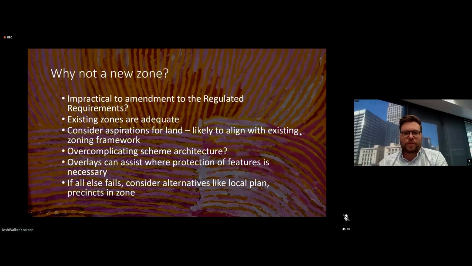Here's the question we've already spoken about, why not a new zone? Again, probably the underlying message there is that you can work with what's already provided, and you can adjust overall outcomes and draft overall outcomes in a way that will still meet that. So, is there a point to overcomplicating scheme architecture? Is there a way that you can deal with it through overlays? And if all else fails, maybe something like a local plan of precincts, which others have done.